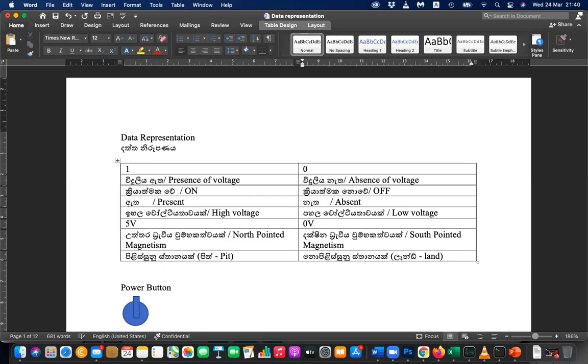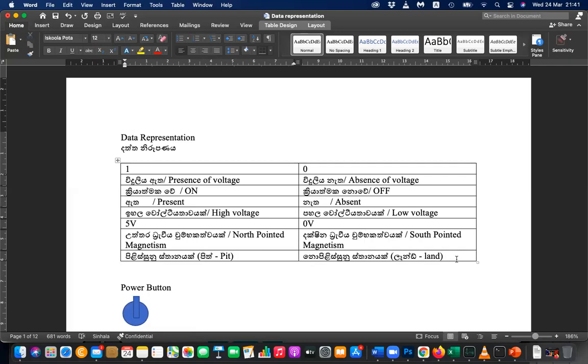So let's see how these things are used. It can also be used to show pits and lands. North pointed magnetism is how we store data in hard disks and floppy drives, or magnetic tapes or magnetic disks. And pits and lands are how we store data in optical drives. Let's learn how this is done.